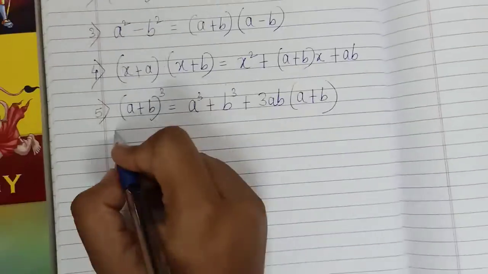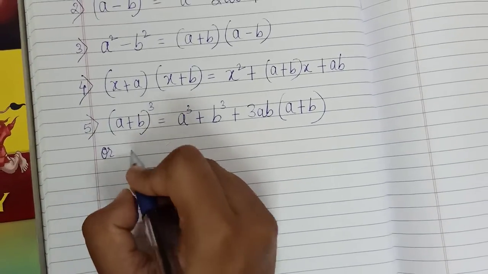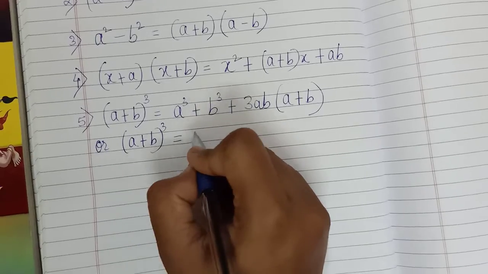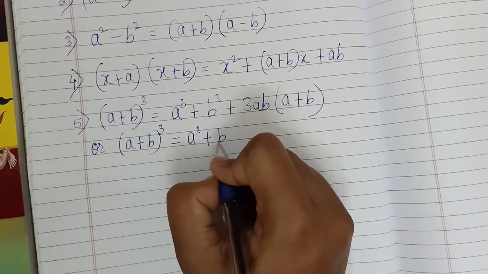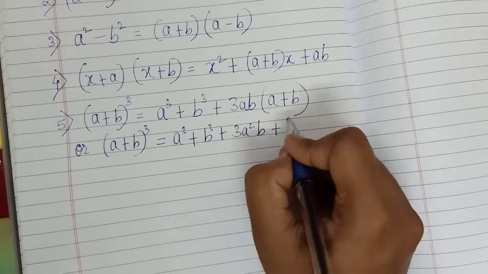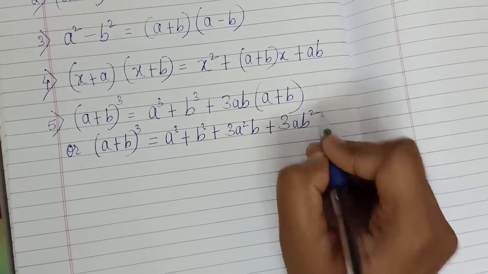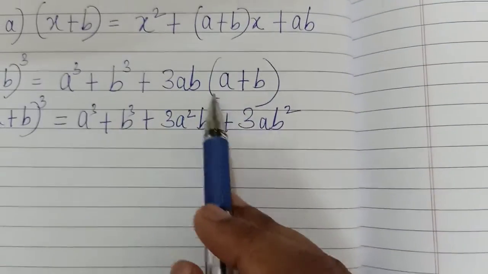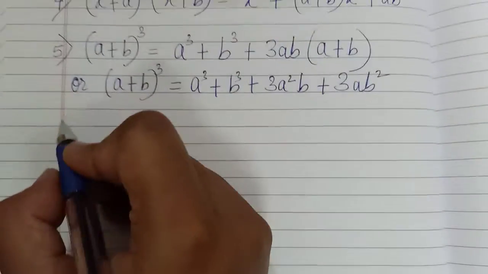b). You can write this identity in one more way. (a plus b) the whole cube is equal to a cube plus b cube plus 3a square b plus 3ab square. So I did nothing, I just opened up the bracket.